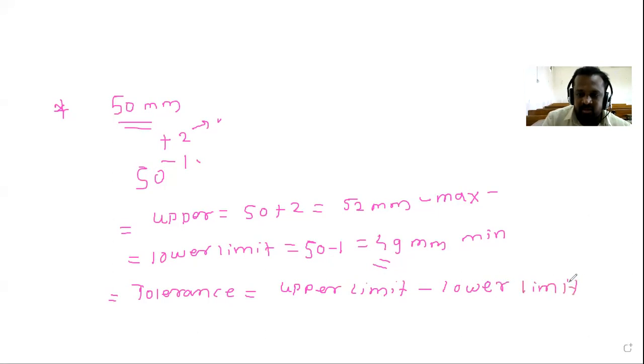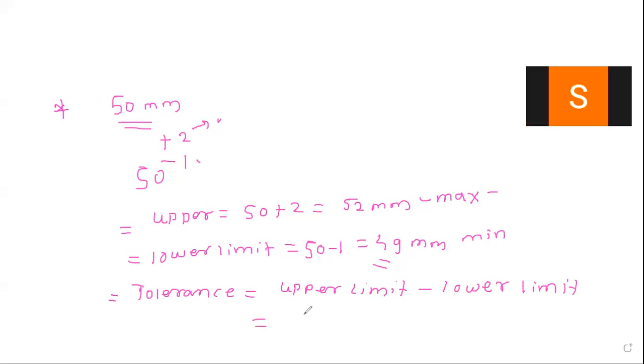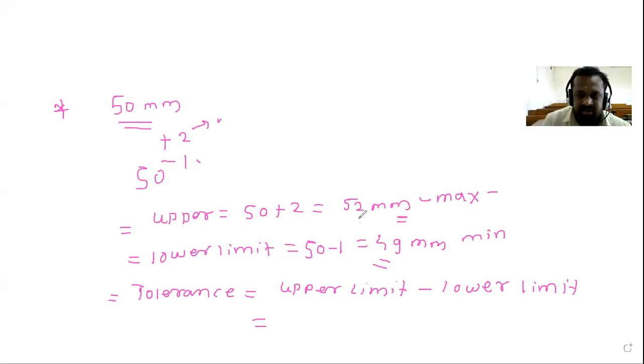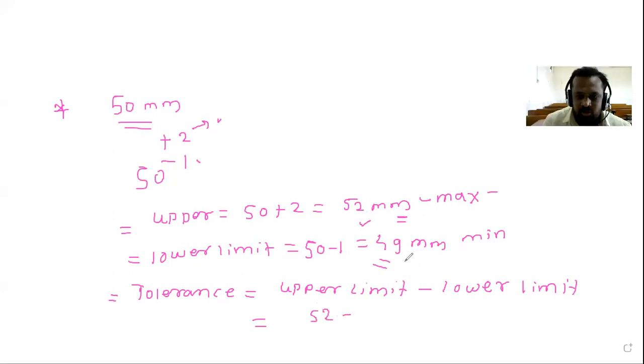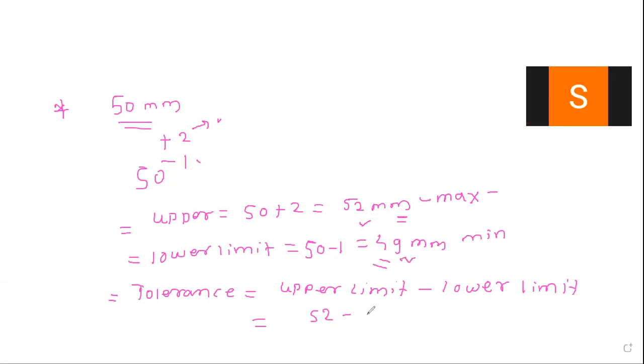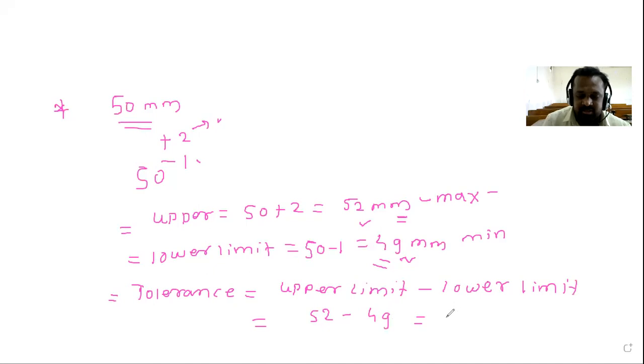Then tell me what is the tolerance for this 50? What is the value of upper limit? 52. And what is the value for lower limit? 49. Then tell me what is the tolerance? 3. Yes, 3 mm. Okay, means up to 3 mm we have to make the variation.